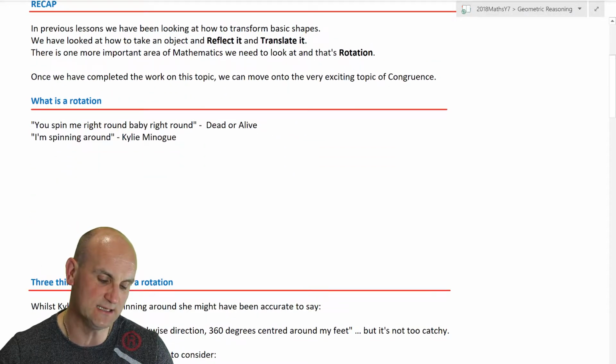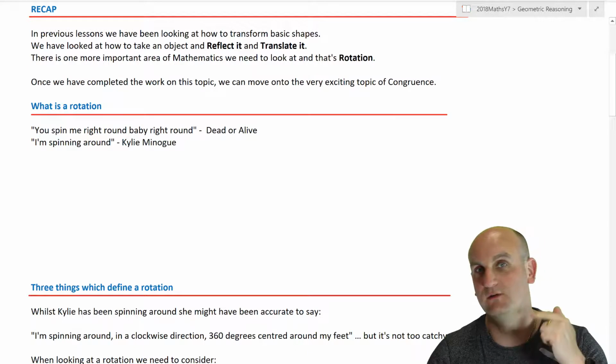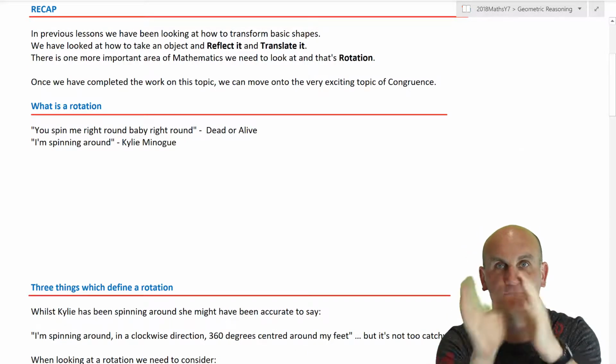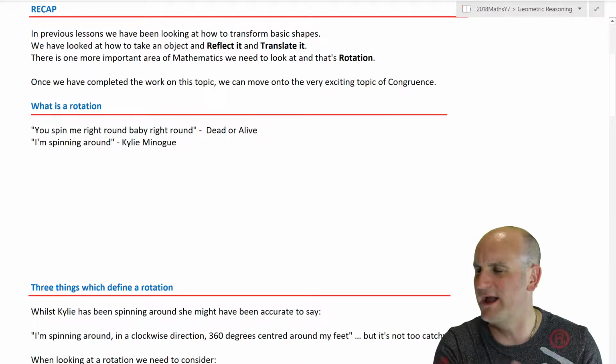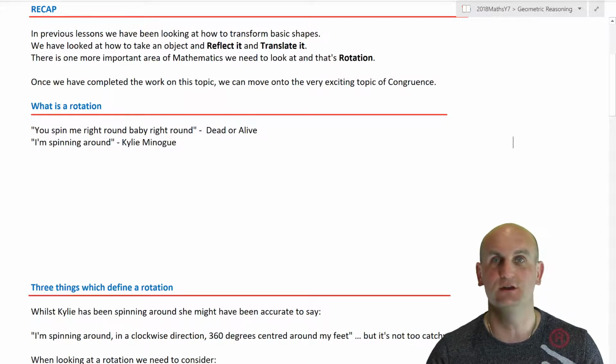So, as I said at the start, what do we deal with? We've already done a video on reflecting shapes. We've already done a video on translating. And if you remember, reflections can happen by flipping things in the x-axis and the y-axis and all sorts of stuff like that. A translation is to move.